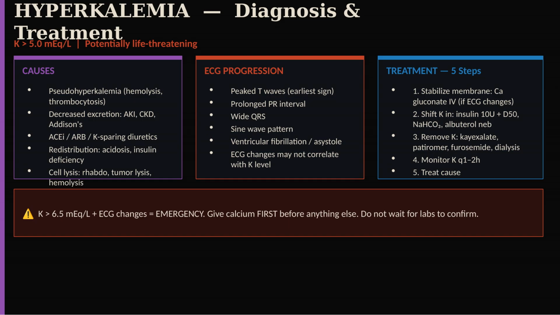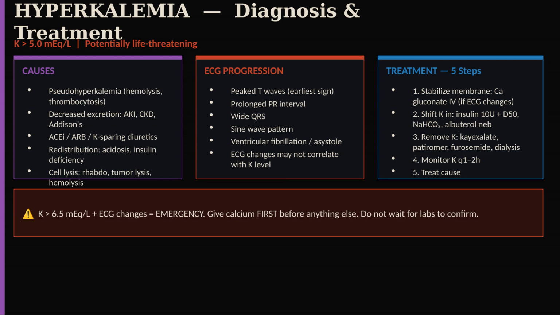Treatment is the classic 5 steps, and order matters. 1. Stabilize the membrane with IV calcium gluconate if there are ECG changes. This buys you minutes and does nothing to the actual potassium. 2. Shift potassium into cells. Insulin with dextrose, bicarbonate, nebulized albuterol. 3. Remove potassium from the body. Binders like patiromer, furosemide, or dialysis.